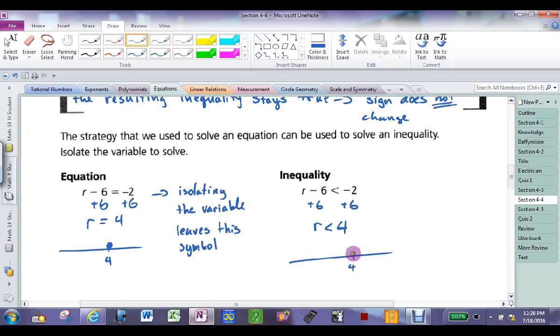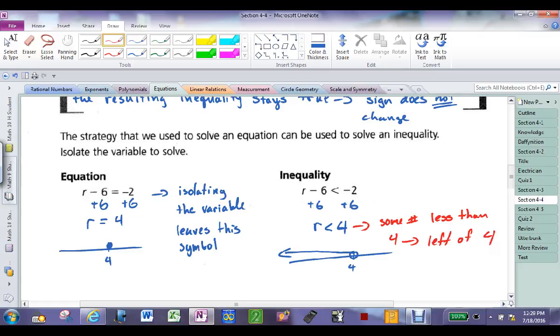Graph it. What's the only number that matters? 4. Is it included? No. Which way does the arrow go? To the left. Because the letter goes first, we follow the symbol. If you can't remember that, read it out to yourself: R, which is some number, less than 4. Where do all the numbers less than 4 live? To the left of 4.